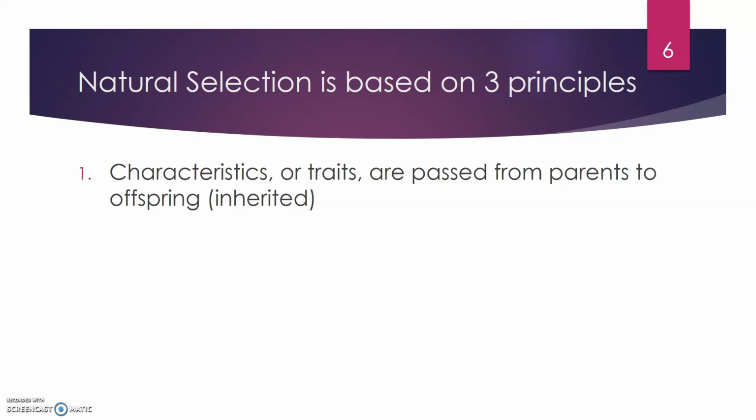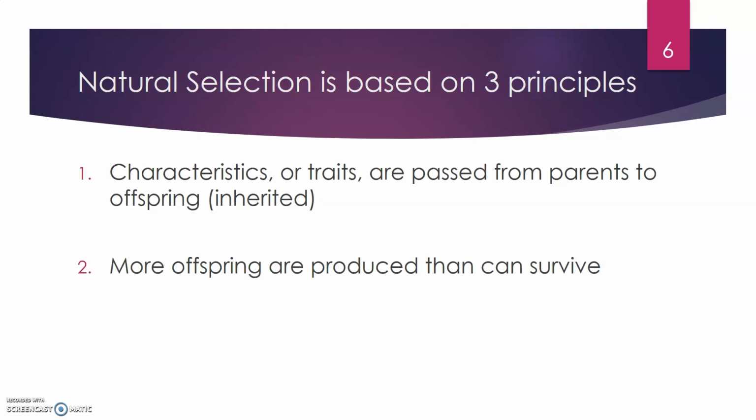And so he started to wonder why that might be, and how the type of food could really contribute to a change in the beak size of these birds. And so he came up with this idea of natural selection, and it's based on 3 different things. The first of which is that these characteristics, like beak size and shape, or traits, are passed from parents to offspring. So they're inherited from one generation to the next.